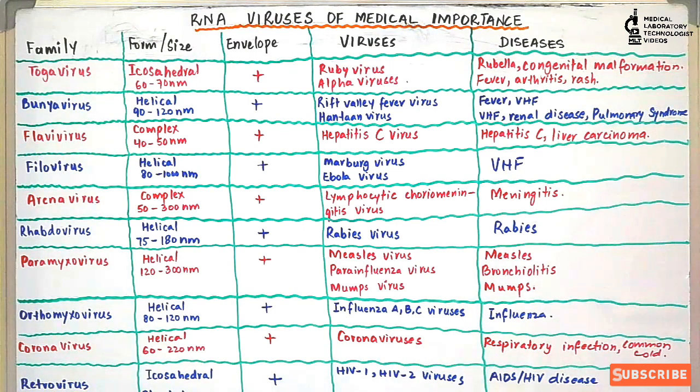Next is orthomyxovirus. Orthomyxovirus is helical in shape, 80 to 120 nanometer in size, and also contains an envelope, and the virus in this family is influenza A, B, C virus causing the disease influenza. Next is coronavirus, that is helical in shape, 60 to 220 nanometer, also containing an envelope, and the viruses in this family are coronaviruses, which cause respiratory infection and common cold. Next is retrovirus.